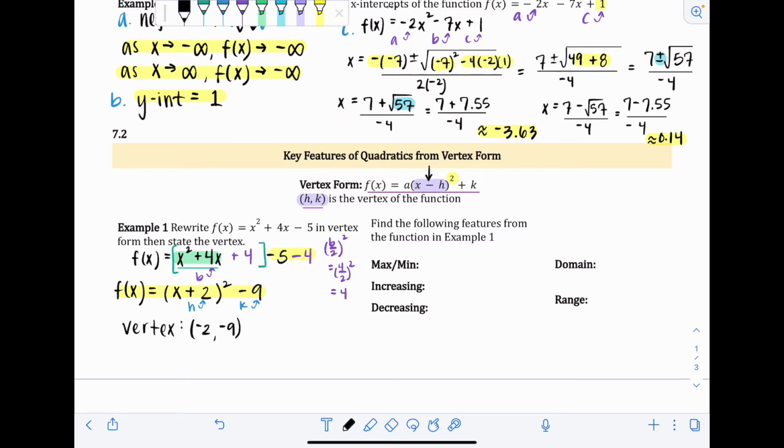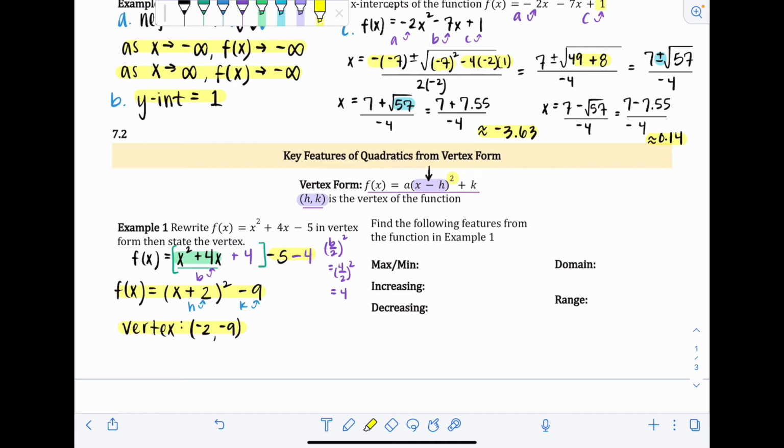Basically when you're looking at an equation or a function and you're trying to figure out what h is, it's kind of the opposite of what it looks like it should be. If it's x plus a number, h would be negative. If it was x minus a number, h would be positive. So the vertex is negative 2, negative 9. Now we can go ahead and answer all these little pieces on the right.